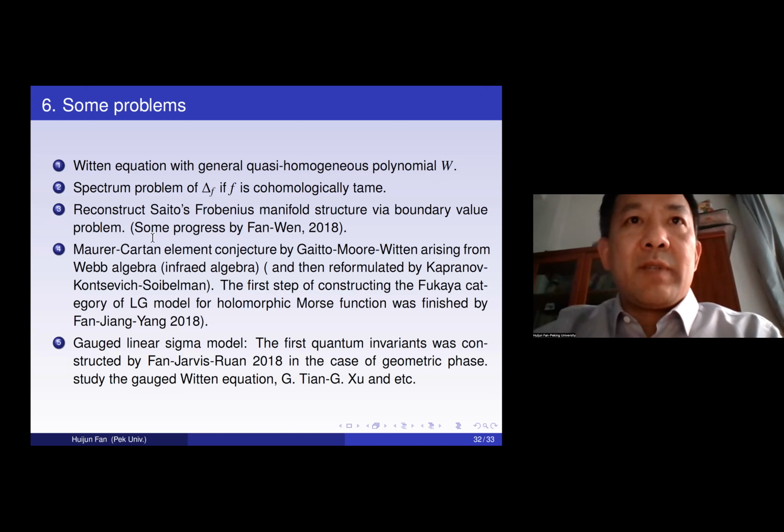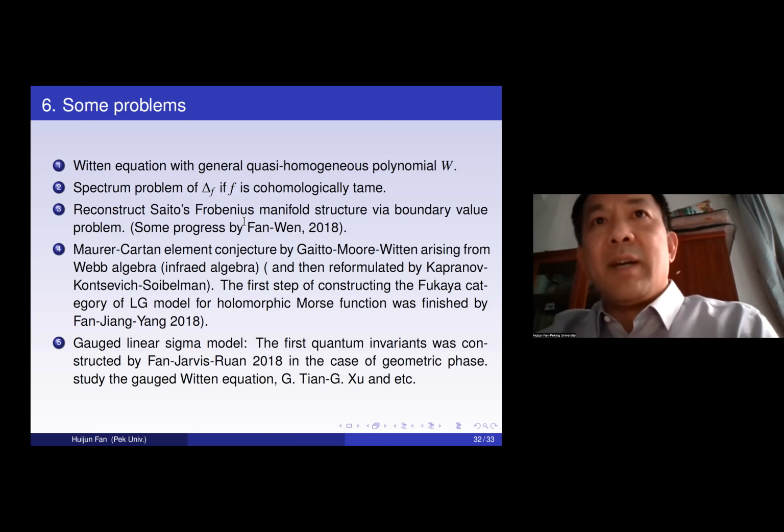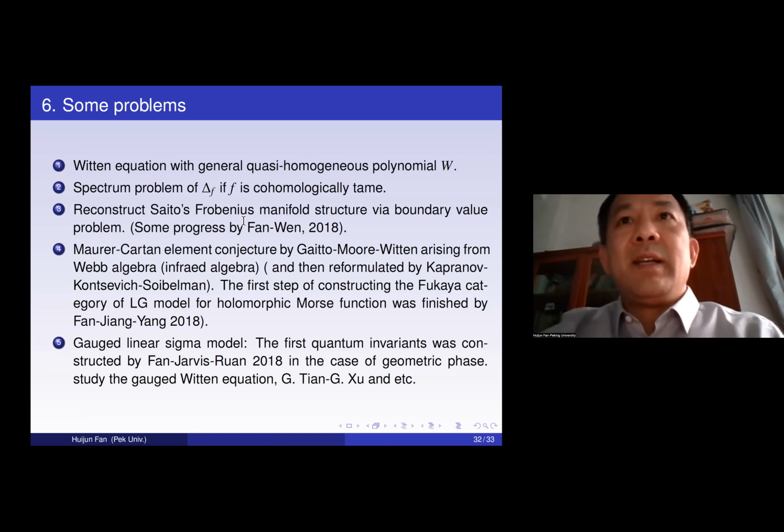because on the universal deformation space of singularities, Saito constructed his Frobenius manifolds by algebraic methods. The problem is how to reconstruct Saito's Frobenius manifold structure via boundary value problems. We have made some progress with my students. We consider some Dirichlet-Neumann problem with the domain being pseudo-convex.